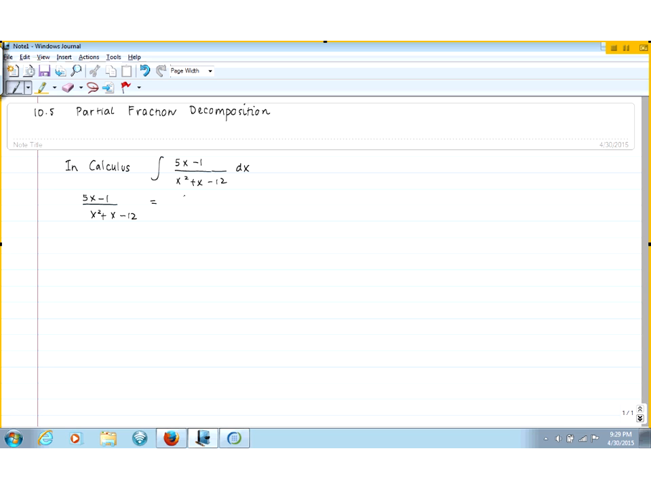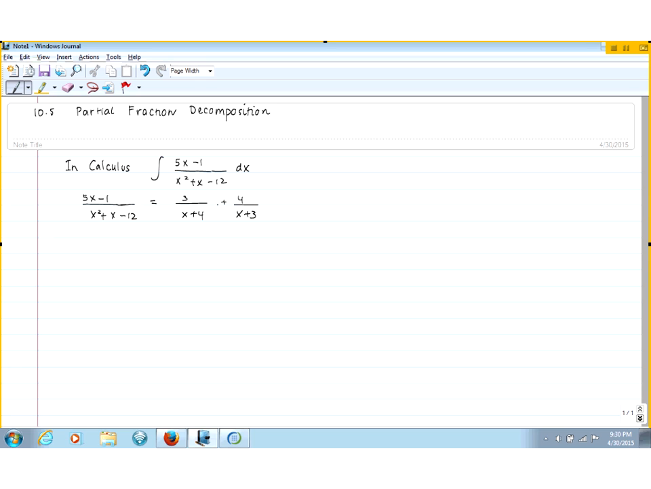Later on, you'll know this is 3 over x plus 4 plus 4 over x plus 3. And then we will take the integral with respect to x of each one of the terms. So this process of writing 5x minus 1 divided by x squared plus x minus 12 into these two expressions is called partial fraction decomposition. It is used later on in Calculus 2.